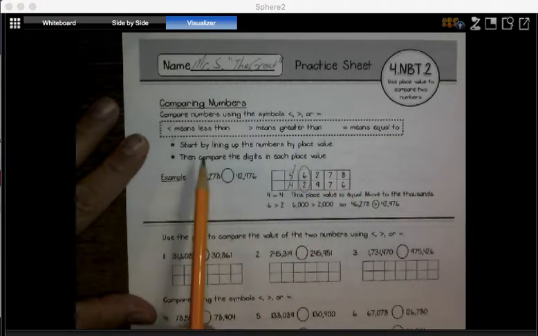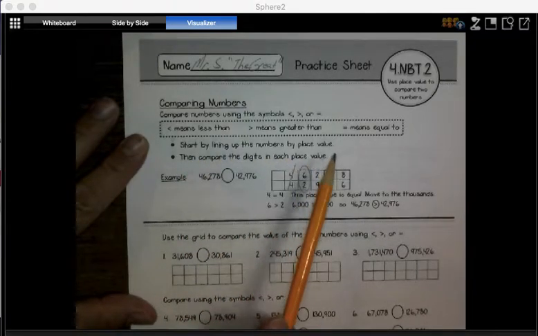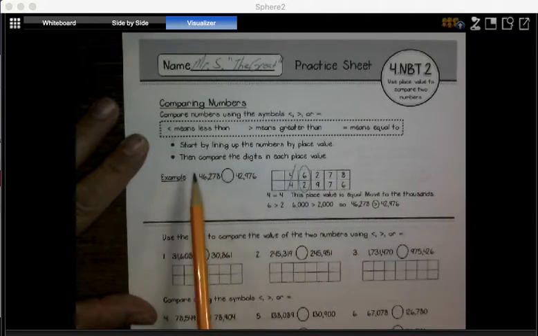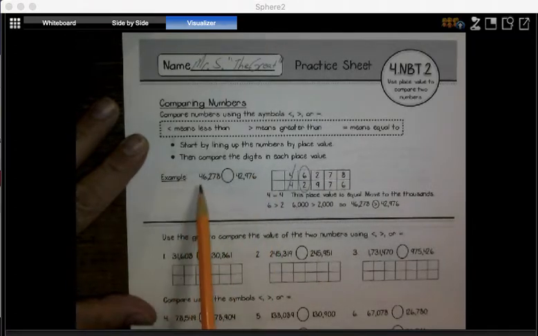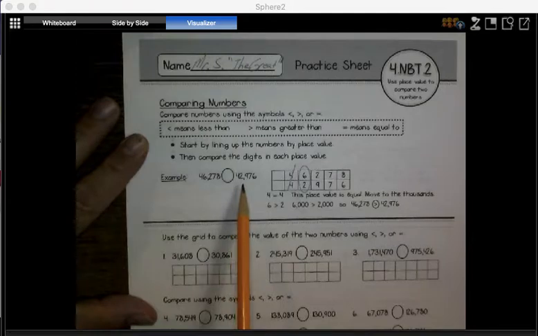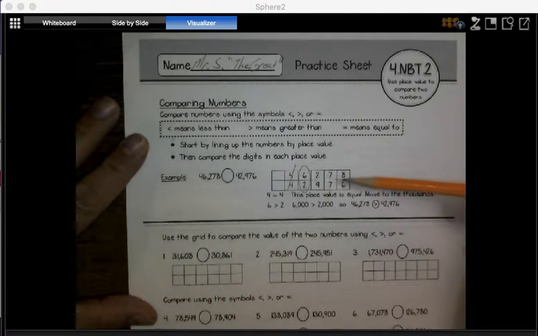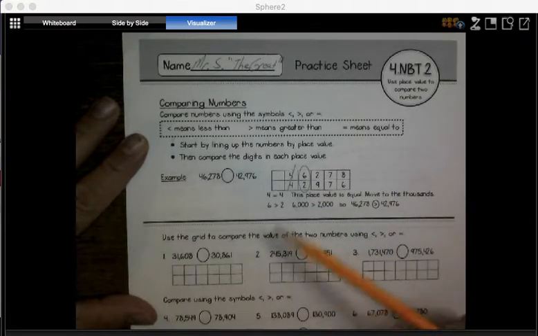Another way to do it is to start by lining up the numbers by place value, which we've done a little bit already. Then you compare the digits in each. They give us the example of 46,278, and we're going to compare it to 42,976. What they did is they placed the numbers and lined them up. When they did that, we could take the 4's out because they match. We did discuss this yesterday.